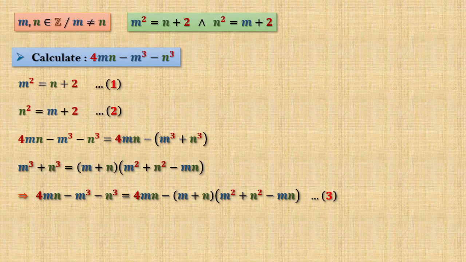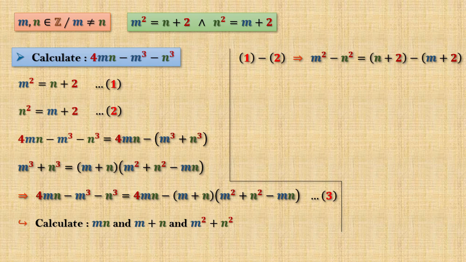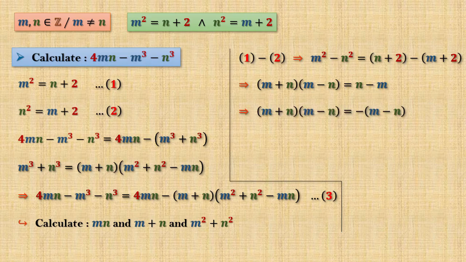Now, to evaluate our main expression, we must determine the values of m times n and m plus n and m squared plus n squared. We start by subtracting equality number 2 from equality number 1, so we get m squared minus n squared equal to n plus 2 minus m plus 2. The right-hand side simplifies to n minus m, and the left-hand side factors as m plus n all times m minus n. Thus, we have m plus n all times m minus n equal to n minus m, which implies that m plus n all times m minus n is equal to negative m minus n.